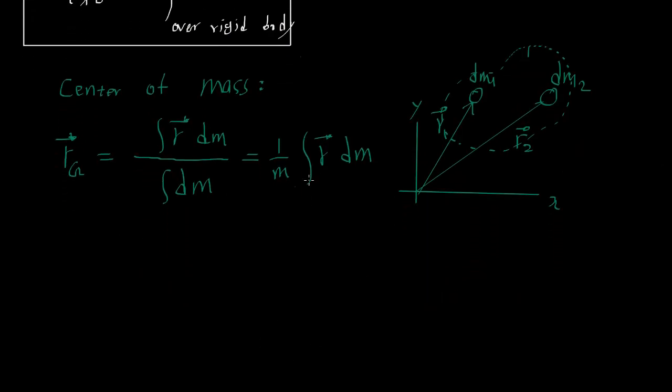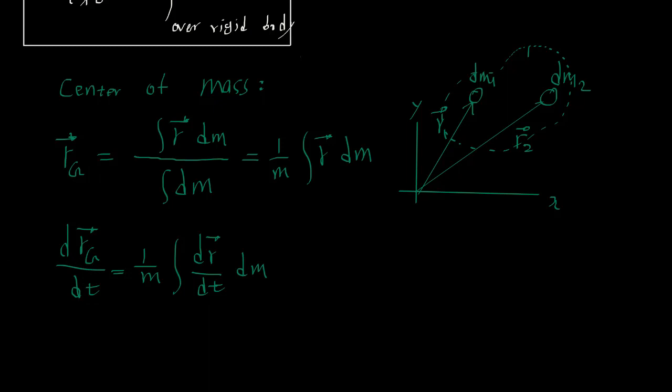So now for this equation, let's take the derivative from both sides with respect to t. So we are going to have drg over dt is going to be 1 over m, which is constant here, and the derivative can go inside the integral, so it would be dr over dt dm. What is this? This is the definition of velocity. And what is this? This is the velocity of center of mass.